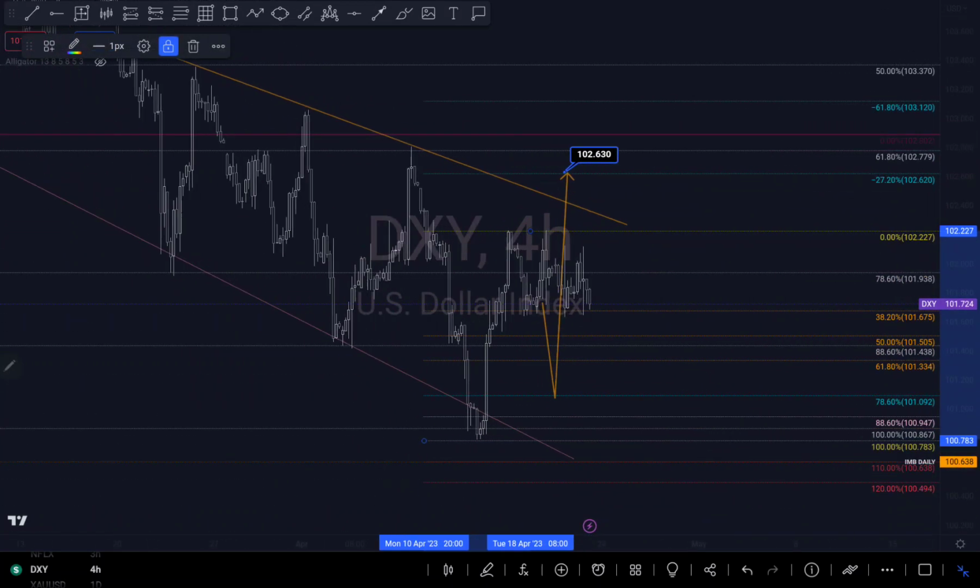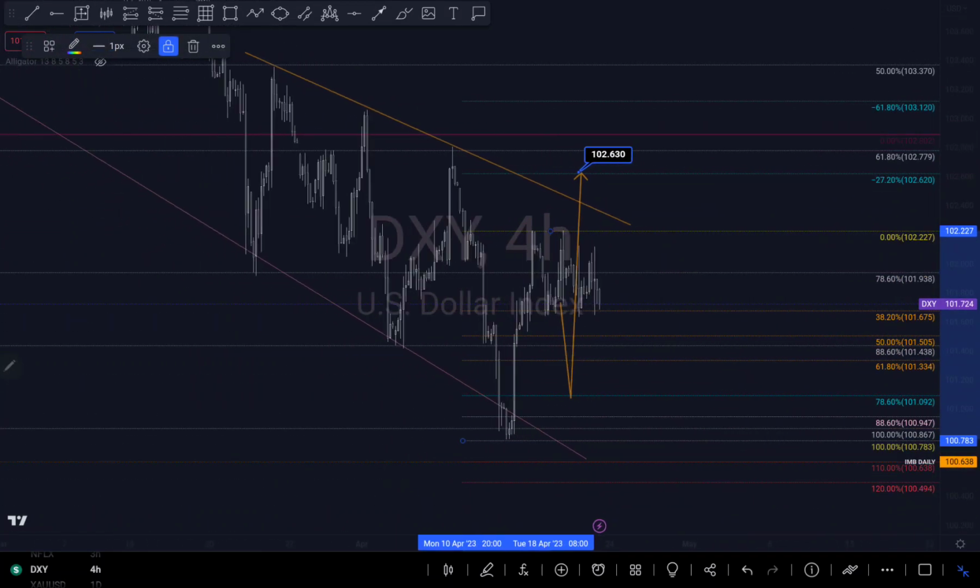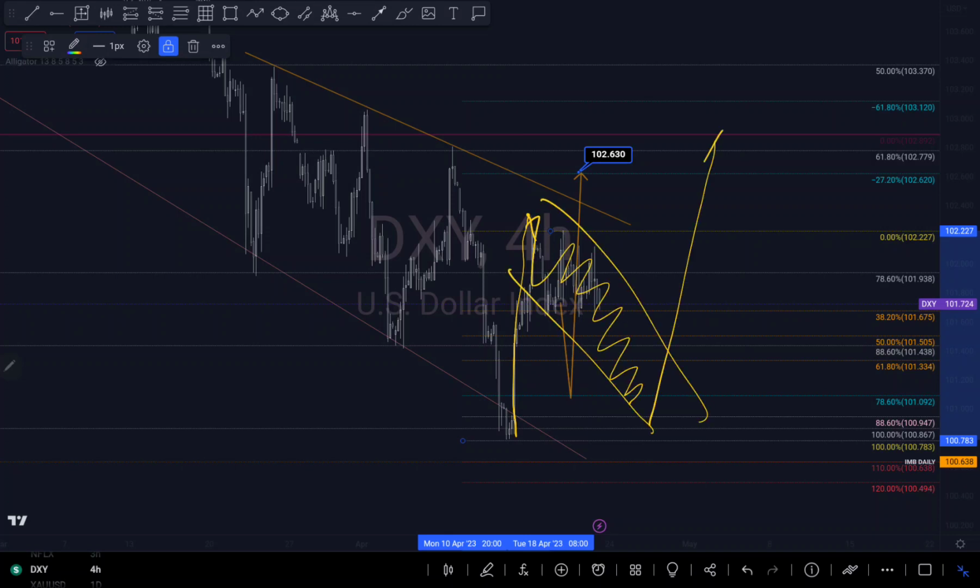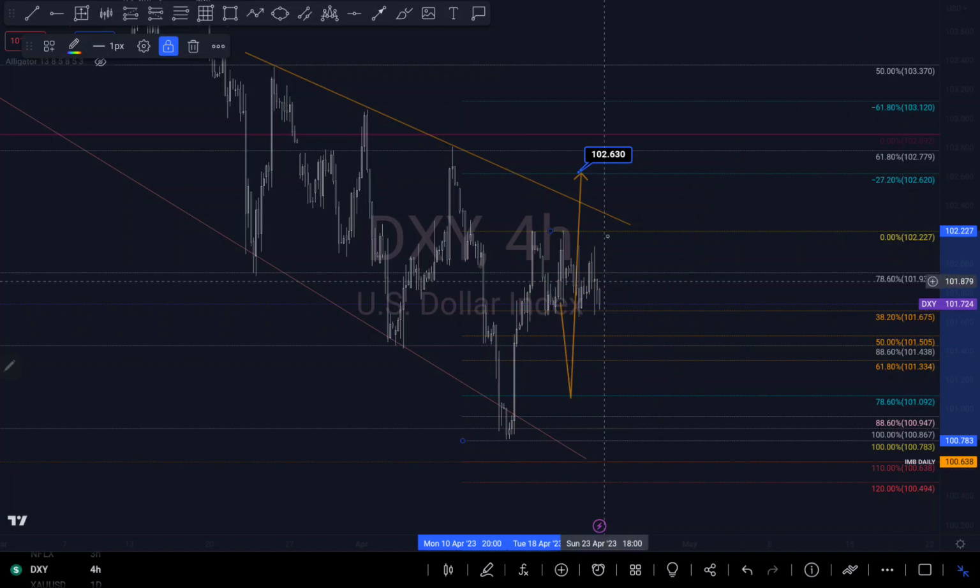But let's look at the current price and see what is happening. We can see it has been rejecting all this trend line right here. So I saw a possible impulse right here, and I'm thinking there's more of a correction to the downside first before we continue to push to the upside.